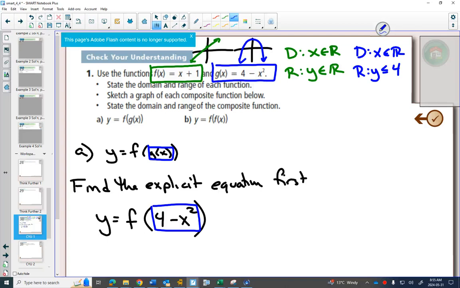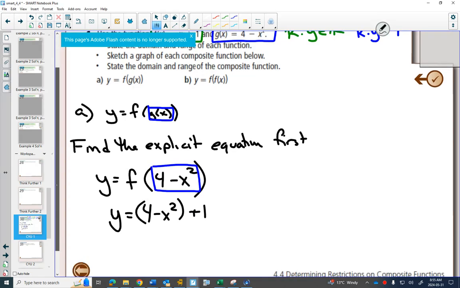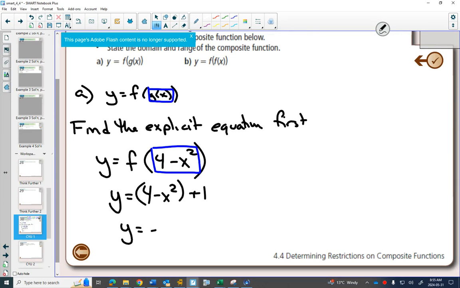What does the machine f do? It says whatever you put in, add 1 to it. So if I put 4 minus x squared in, I'm going to get 4 minus x squared, and then I'm going to add 1 to it. And this simplifies nicely. We'll put the negative x squared, 4 plus 1 is 5. If you have the simplified equation, that makes graphing so much easier.